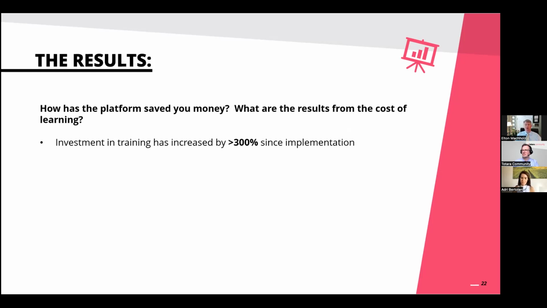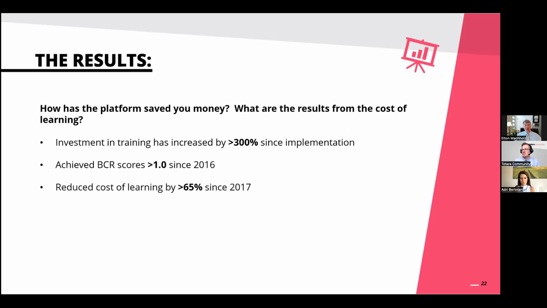If you go back, we were spending just a few $1,000s with Actua in 2013, 2014. We've now increased that a lot, and we've benefited both organizations as a result. Again, our BCR scores reached a greater than 1.0 value in 2016. So that was a huge benefit.